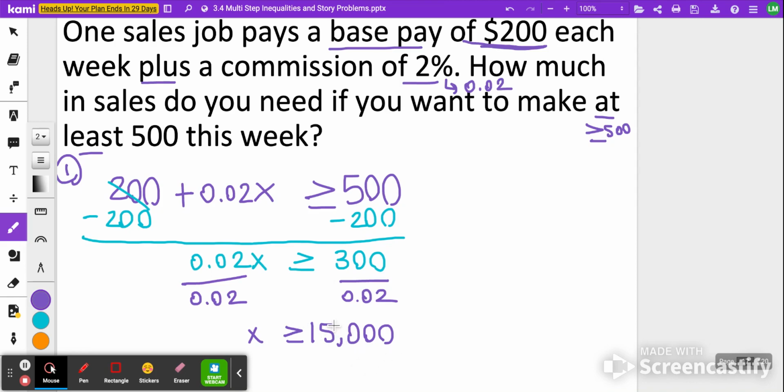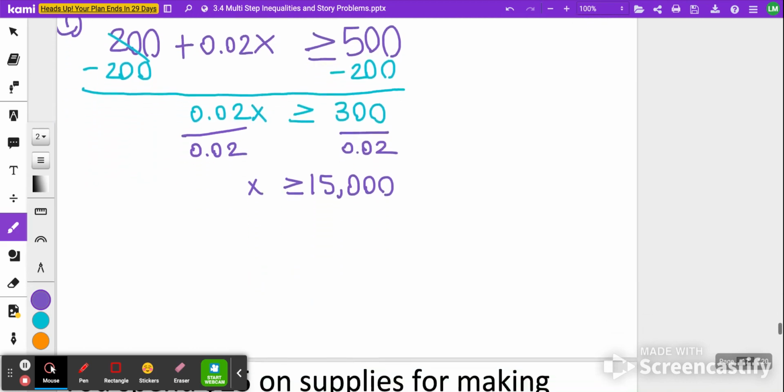Maybe this is a car salesman or a dealership. So those prices of cars are going to be 15 grand or higher. But if this was maybe just a shoe store where your shoes aren't costing a lot of money, you'd have to sell a lot here. So just be wary and be knowledgeable about what your commission can make you.